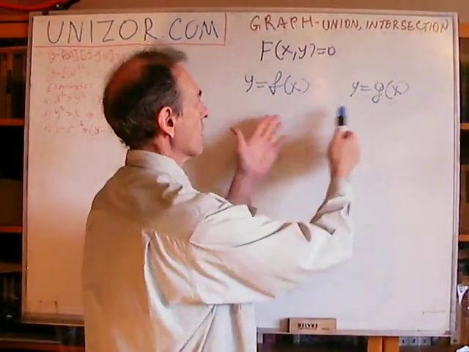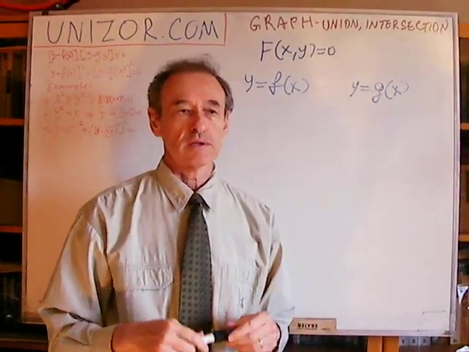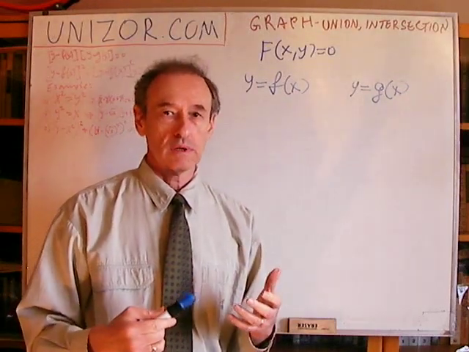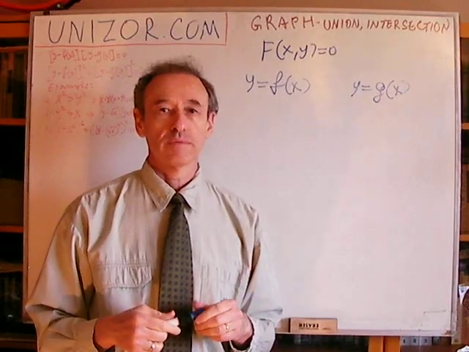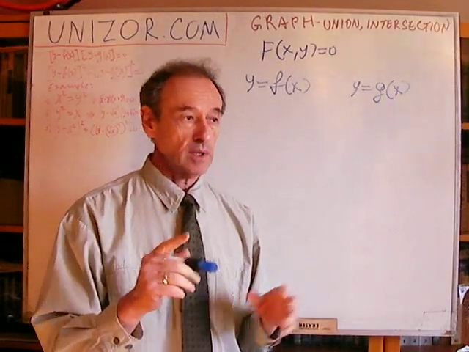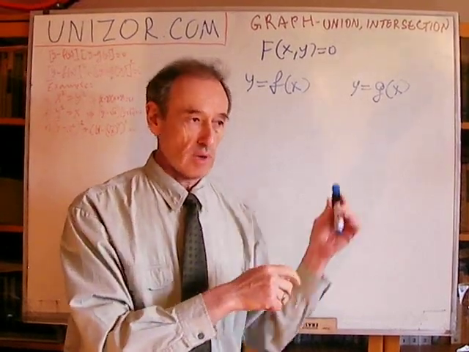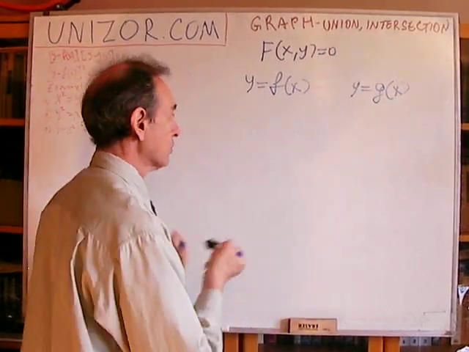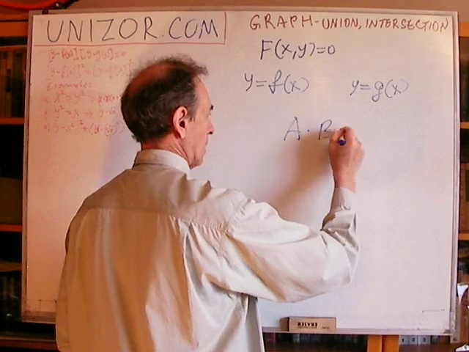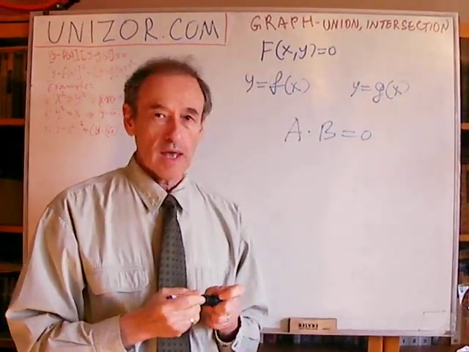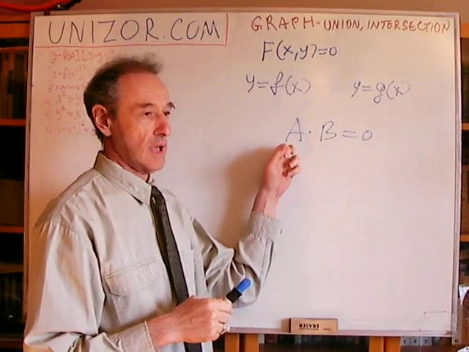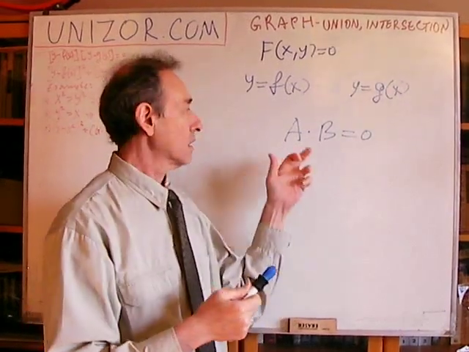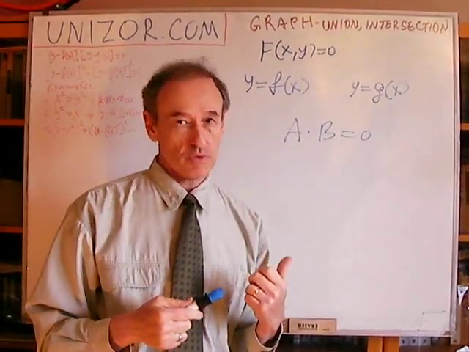Let's consider that the domain where the functions are defined is the same. How to represent algebraically the union of these two graphs? Well, let's go back to the example I was just mentioning, x y is equal to 0. Recall that if you have a product of two different things which is equal to 0, then either A is equal to 0 or B is equal to 0. Both actually result in the whole equation being true.